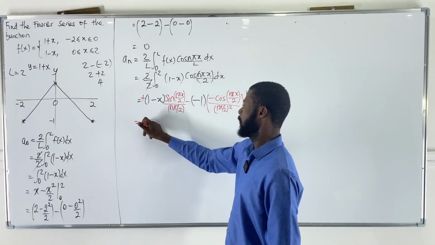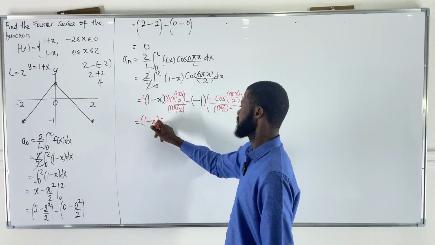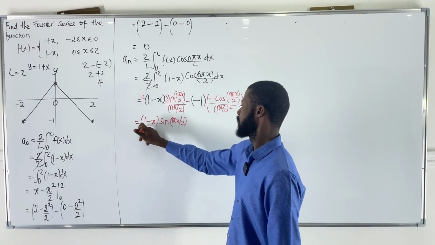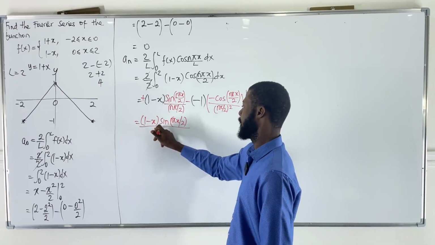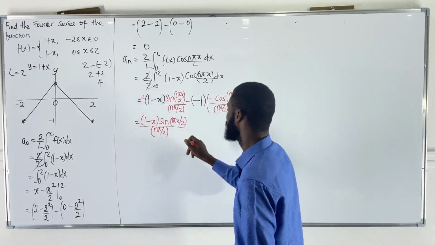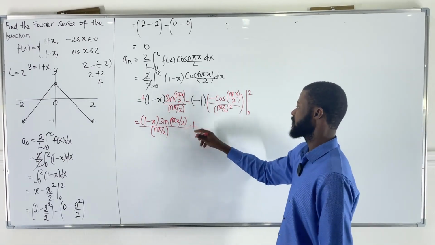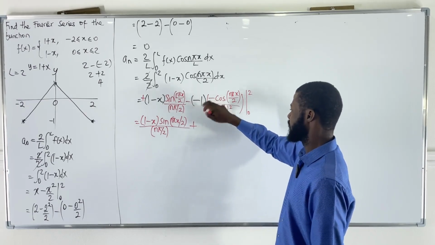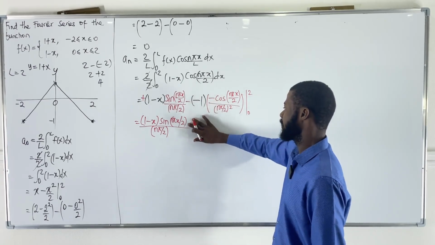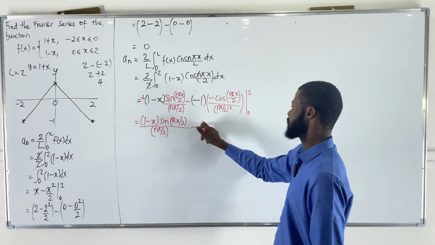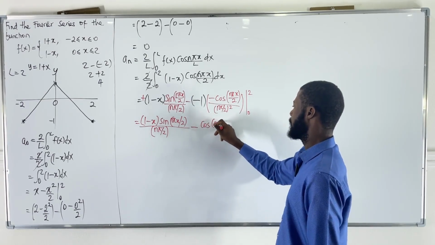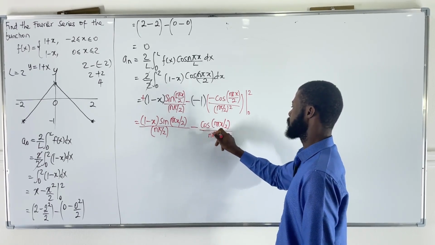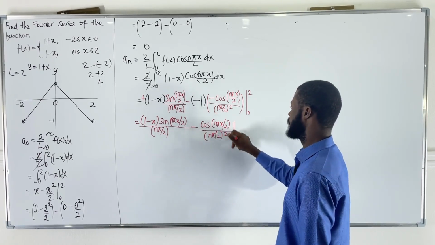So this will be 1 minus x sine n pi x over 2 divided by n pi over 2 plus, because minus minus is plus. Oh, sorry. Minus minus is plus. Plus times minus is minus. So this ought to be minus. So this is minus cos n pi x over 2 divided by n pi over 2 all squared from 0 to 2.